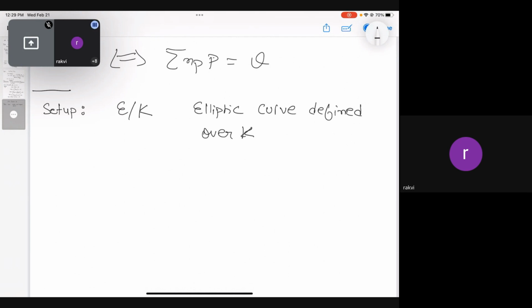What I mean is an elliptic curve is always given by an equation, right? A polynomial equation, y squared equals a cubic in x. So the coefficients come from K. That's what I mean. And let's choose n, which is a natural number, but not just any n. I want my n to be coprime to the characteristic of K.